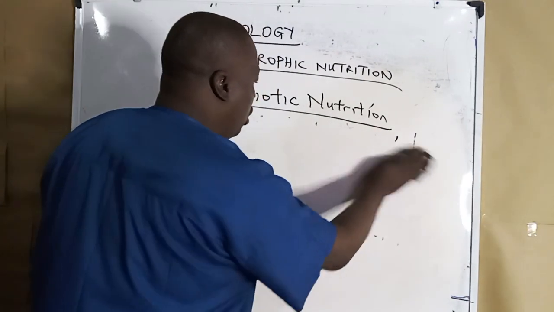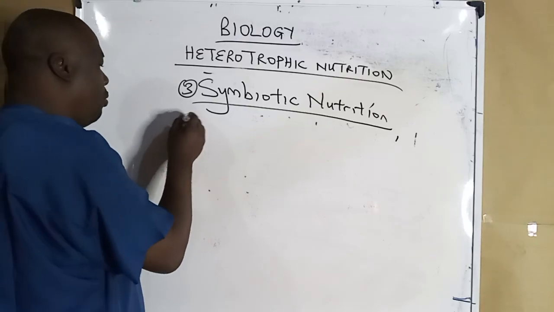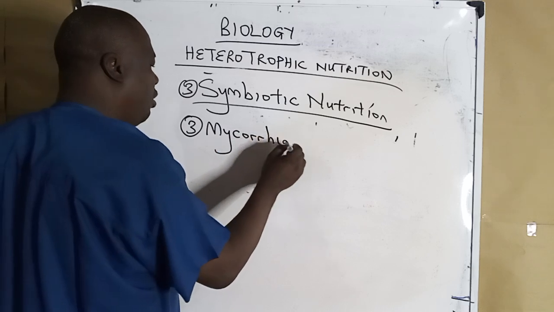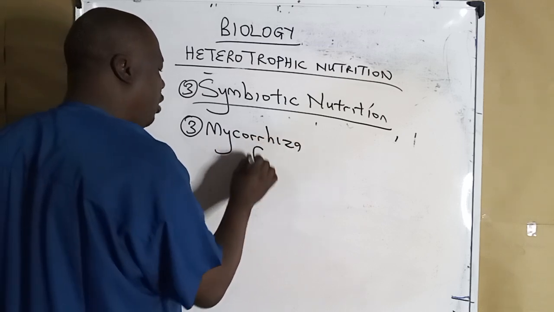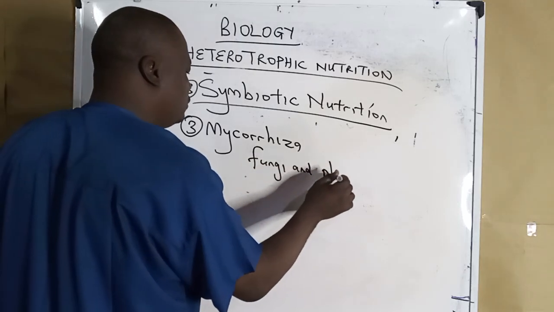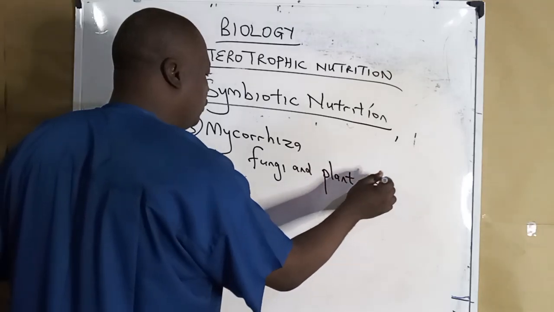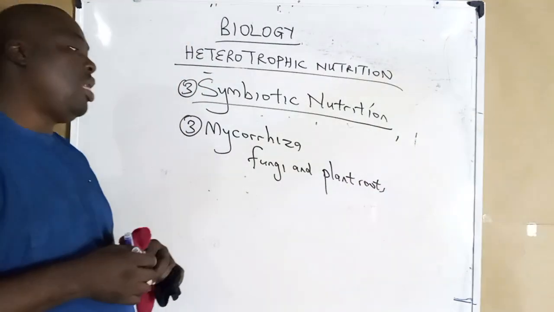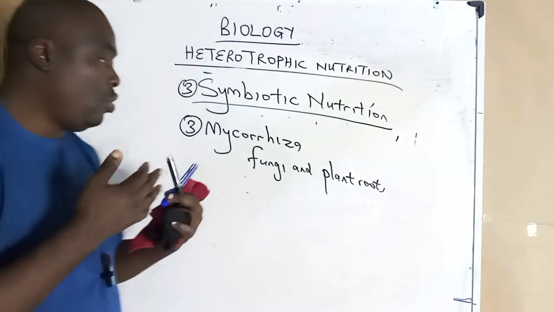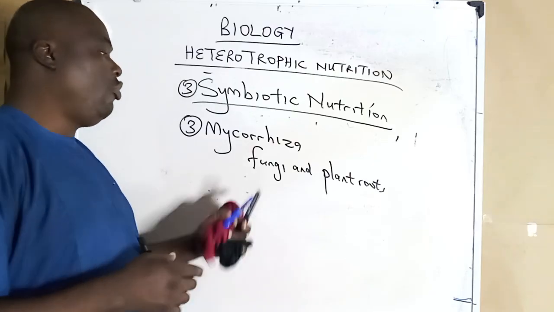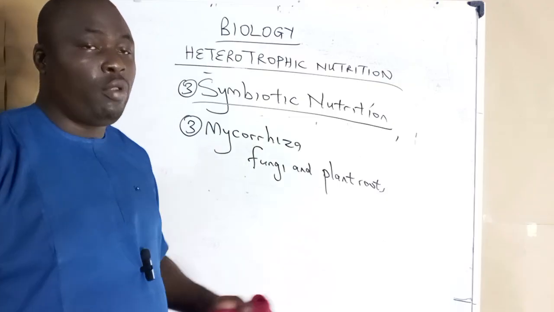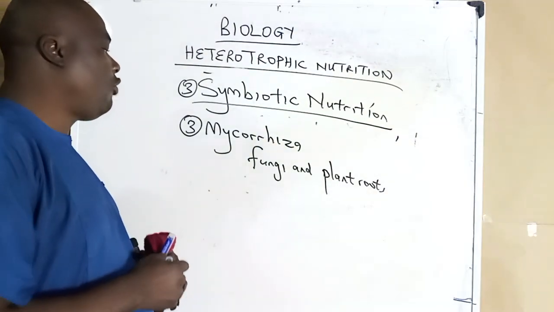The next one now is mycorrhiza. Mycorrhiza is the association between fungi and the roots of certain higher plants. The fungi provide nutrients, water, and minerals for the roots, while the roots provide shelter for the fungi and also food. So fungi and plant roots, that's called mycorrhiza.